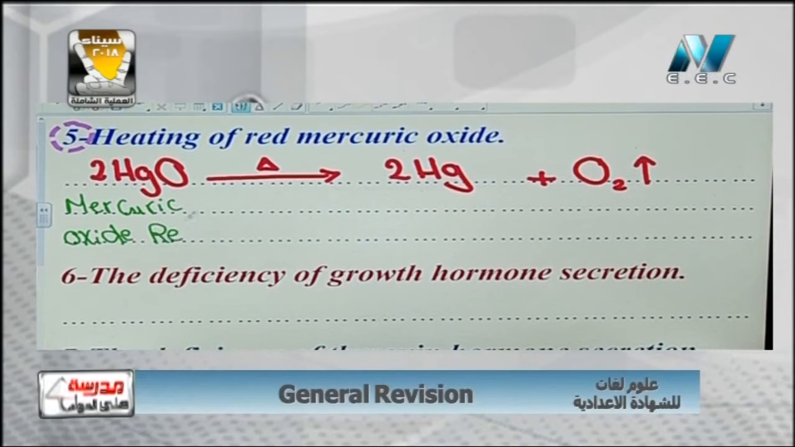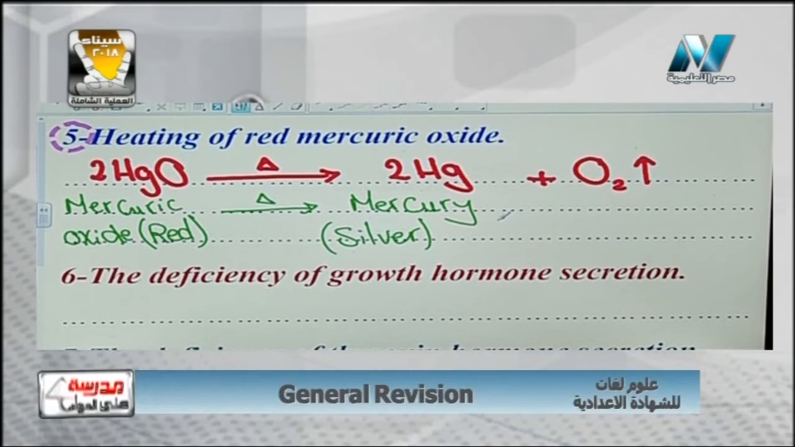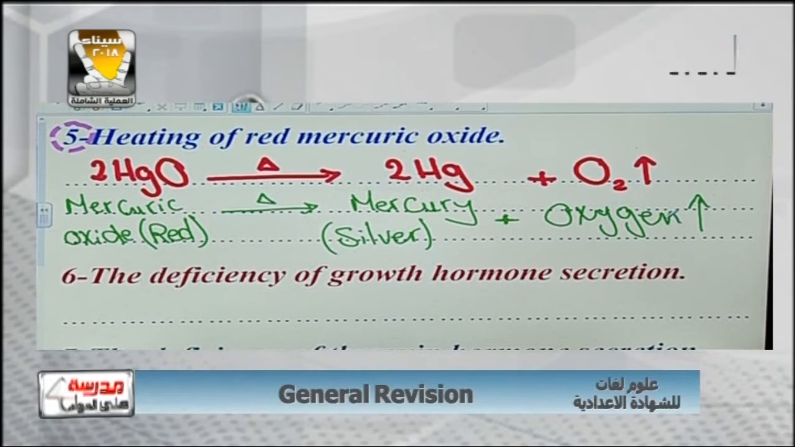red, forming mercury, which has a silver color. As we remember, mercury is used in thermometers. Mercury as an element alone has a silver color, plus oxygen gas evolves. So we answer by using the chemical equation.